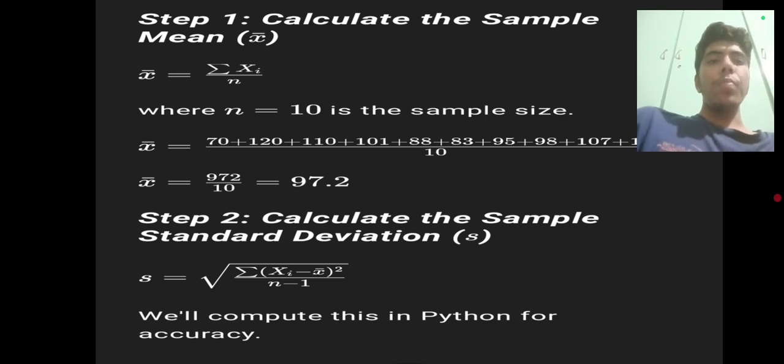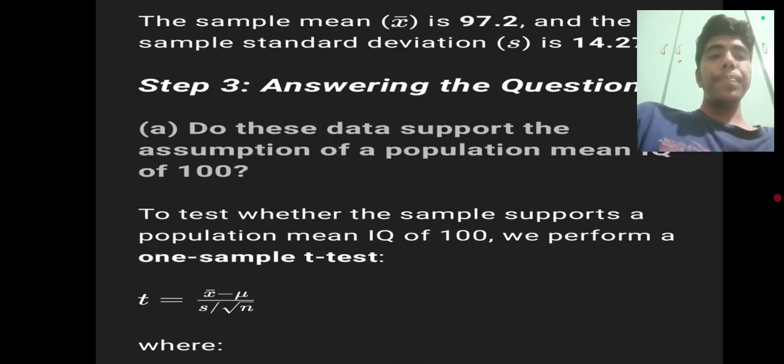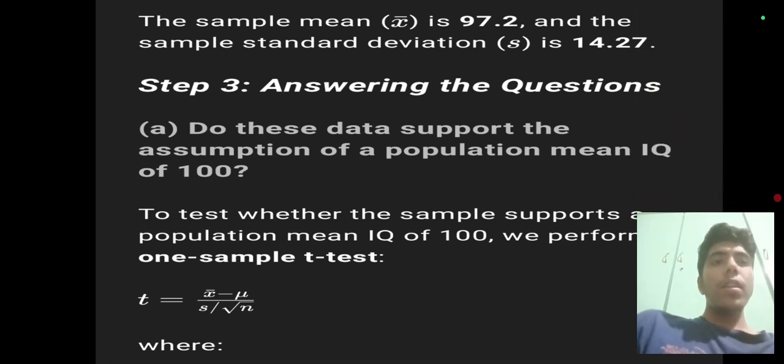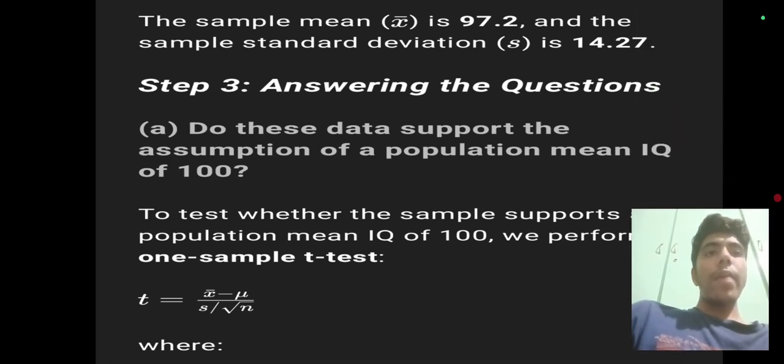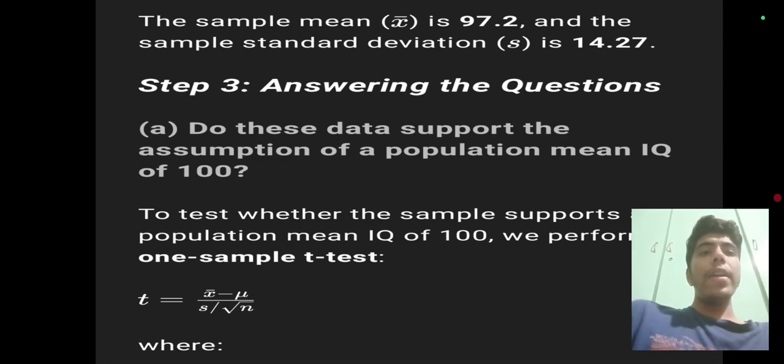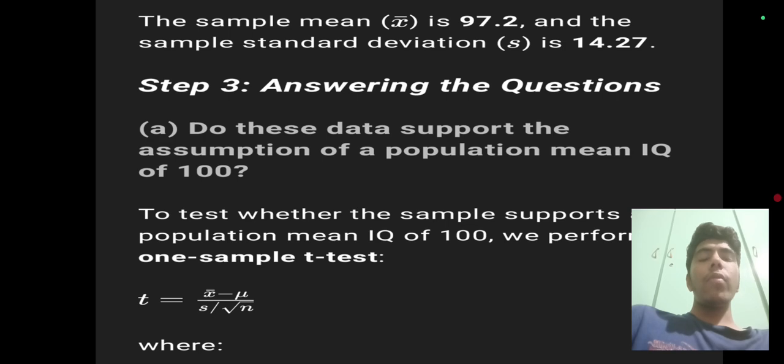Step 2, calculating the sample standard deviation. The standard deviation is the square root of summation of (xi minus x bar) whole square by n minus 1. The sample mean is 97.2 and the standard deviation is 14.27. Step 3, answering the questions.